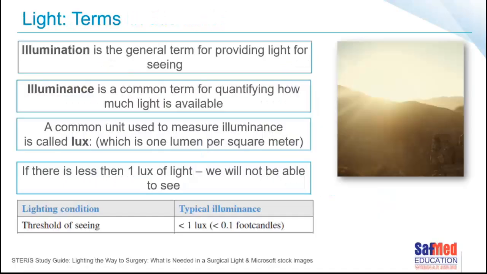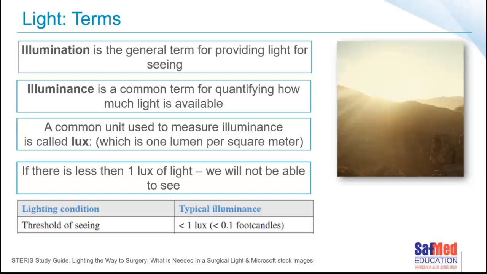Let's learn some terms now. These are the terms that we generally need to know or to understand about light and lighting and providing light in the operating room and the CSSD. Illumination is a term that we use for providing light for being able to see. Illuminance is a common term for quantifying how much light is available, because that's something we clearly need to understand: how much light do we actually have. And our common unit to measure that we refer to is lux. Lux stands for 1 lumen per square meter. Lux is an important term for us to remember going forward for today.